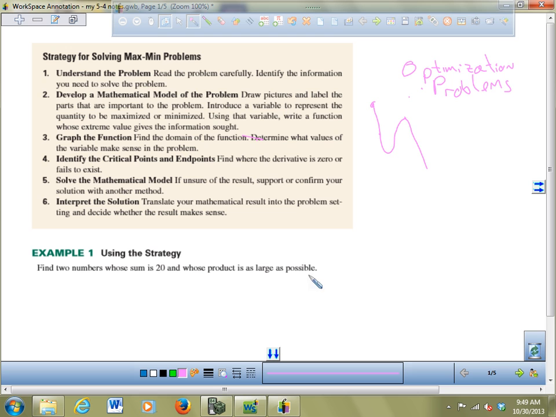So anyway, here's the problem. This is a pretty easy one. Find two numbers whose sum is 20 and whose product is as large as possible. Do you understand the problem? Yes, we understand. This might be an ACT problem, which you could solve with your calculator. It's quicker, well, maybe quicker with calculus. Two numbers whose sum is 20 and whose product is as large as possible: 10 and 10.